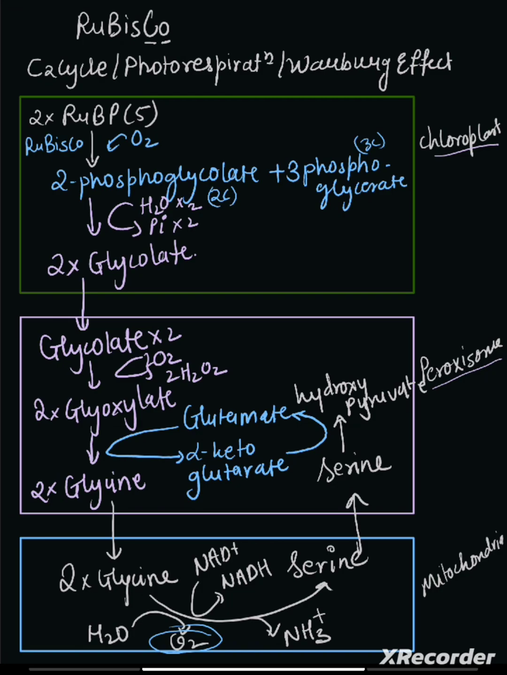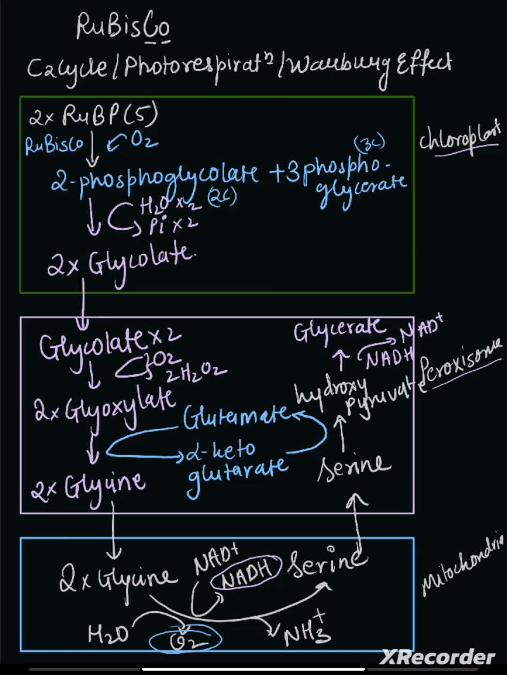Now from hydroxypyruvate, we convert this hydroxypyruvate in the peroxisome again to something called glycerate. Now this conversion again utilizes one NADH. So although we formed one NADH, the same NADH is utilized in this conversion. So there is no net profit here.